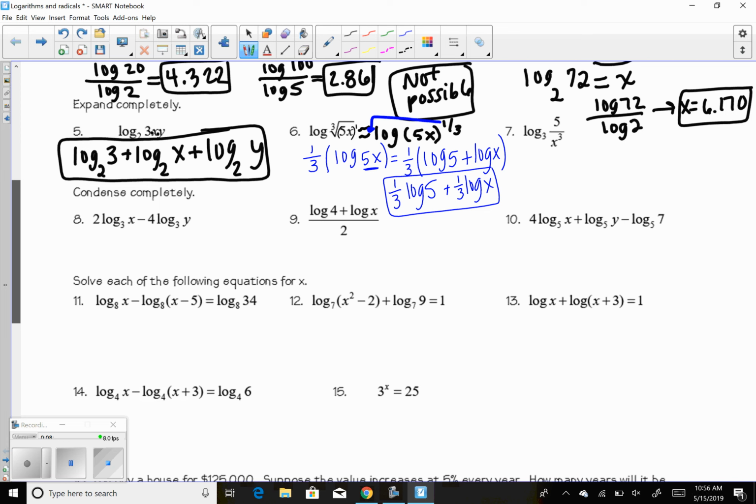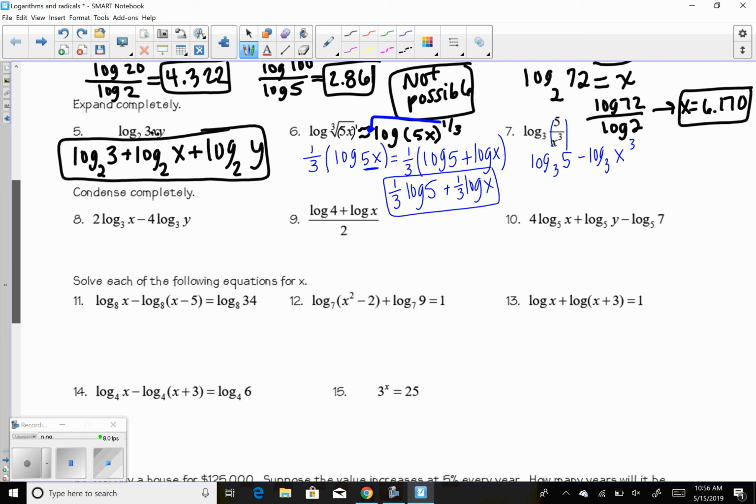Okay, and number 7. So hopefully you guys see here, this is log base 3 of all of this, 5 divided by x to the 3rd. So I need to bust up division. I bust it up using subtraction. The log base 3 goes with everything. Log base 3 of the top, which is 5, minus log base 3 again of x to the 3rd power.